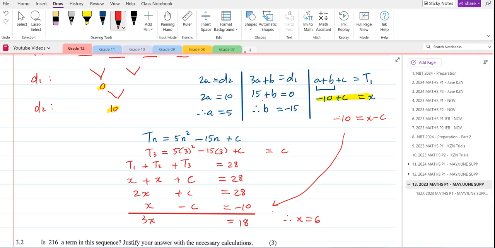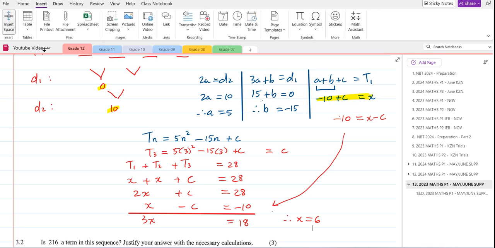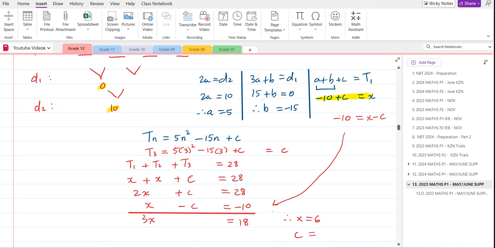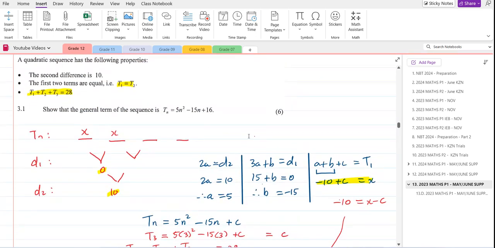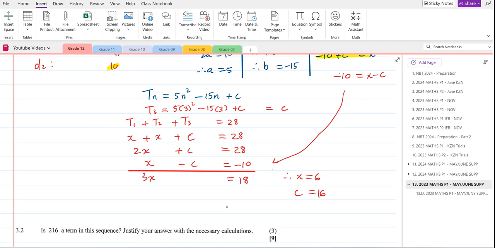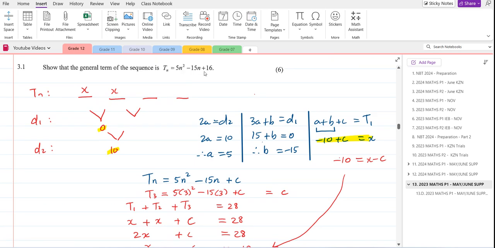Now if x is 6, we can put it inside here. If x is 6, then c is equal to, put it into this equation, x is 6, take the value of negative 10 over, c is equal to 16, because 6 plus 10. Right, so now we got the value of c, which is 16, and we can put it here. Therefore Tn is equal to 5n squared minus 15n plus 16. Is that correct? 5n squared minus 15n plus 16.